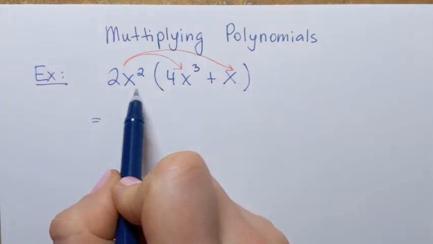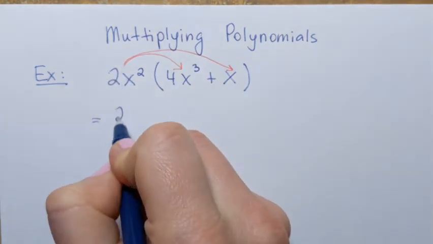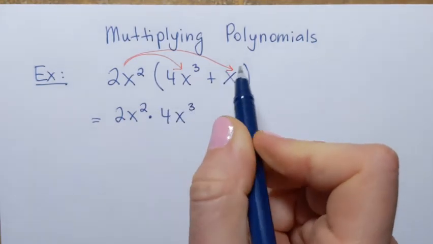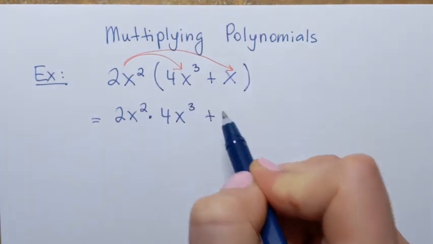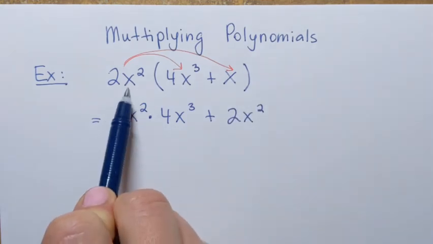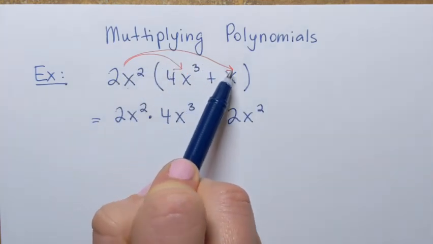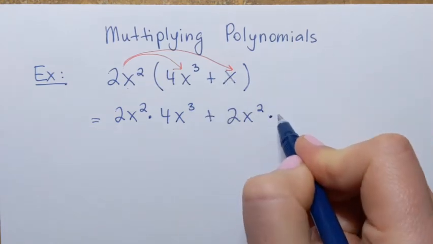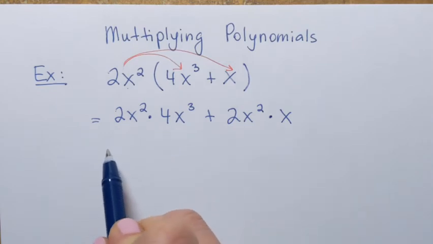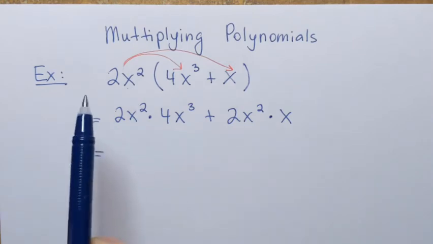I'm going to write it out for this first example, but next time we'll do it a little bit quicker. So what it means is that first I have to take 2x squared and multiply it by 4x cubed, and then I have to add the product of 2x squared. Again, I'm taking 2x squared, but this time I'm multiplying it by x, like that. And let's perform each multiplication.